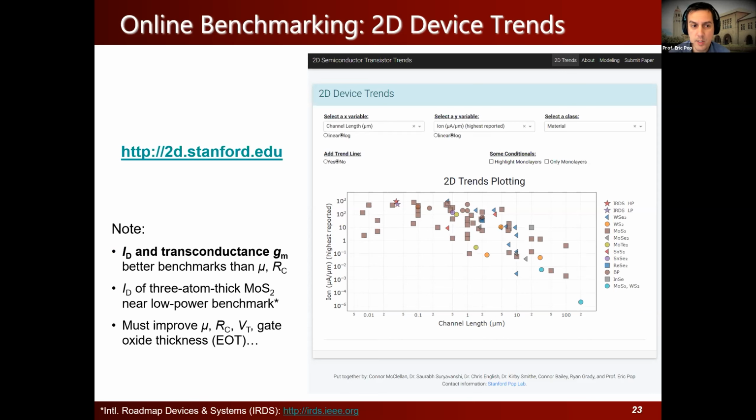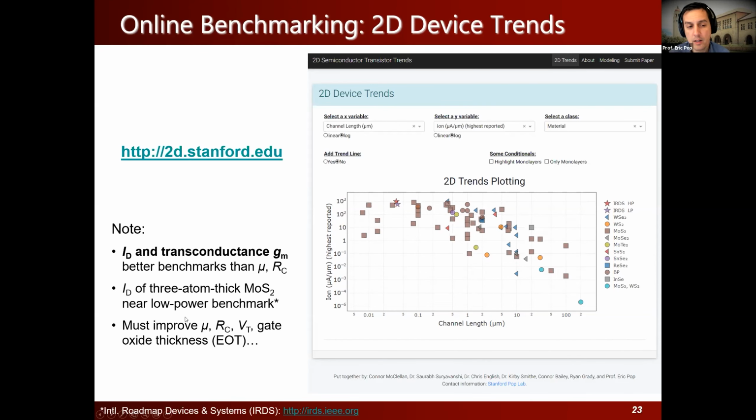But while I'm talking about transistors, I want to highlight this 2d.stanford.edu website, where we try to benchmark things. These are data from the literature. We plot current, for example, as a function of channel length, in units of current density. And you can see that these current reports eventually become limited by channel length, which basically means contact resistance. You can play with the pull-down menus and try different ways of plotting the data. And if there's some important study that is missing, which I'm sure there are some, please let us know, and I will let the students know to update the database.